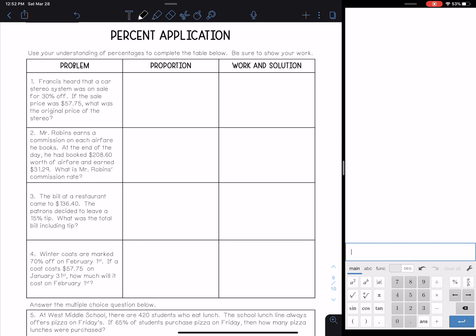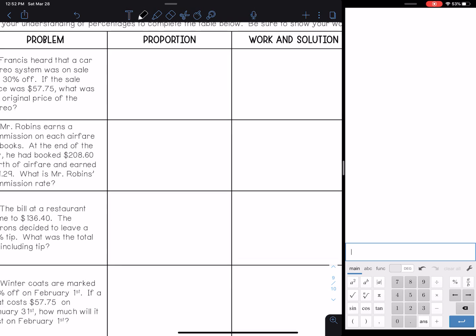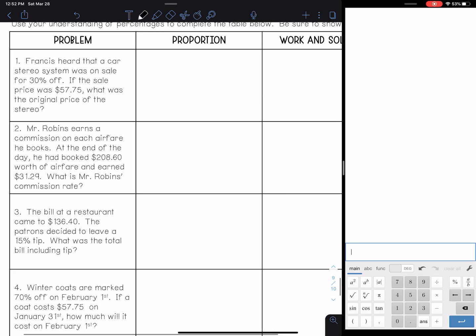So number one, Francis heard that the car stereo system was on sale for 30% off. If the sale price was $57.75, what was the original price of the stereo? So we got to think about this, okay? It says that it was 30% off. So how much of the original price are you paying? So we know that the equation is part equals percent times whole.